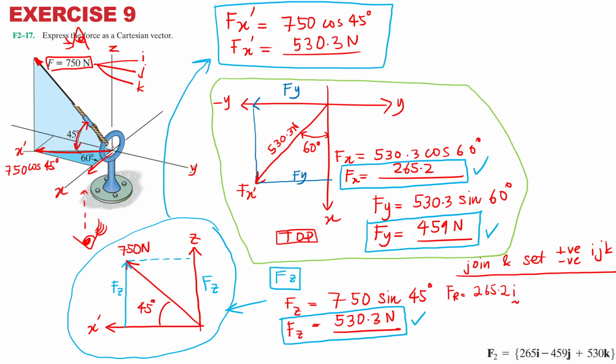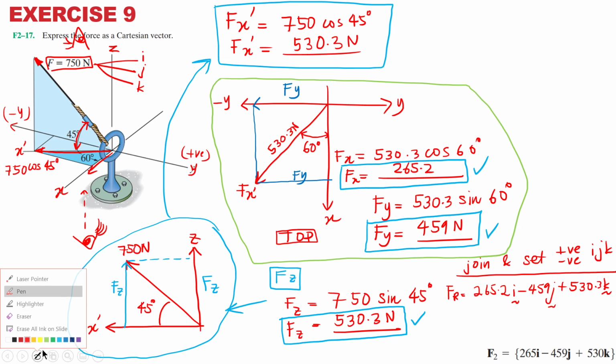Fy is going the other way around, right? It's at the back here, negative y. So Fy, which is this one, is a negative value, 459 Newton. So it's going to be j. And finally, Fz is definitely positive, so plus 530.3 k. So we have successfully converted them into proper vector values. So this is the final answer.